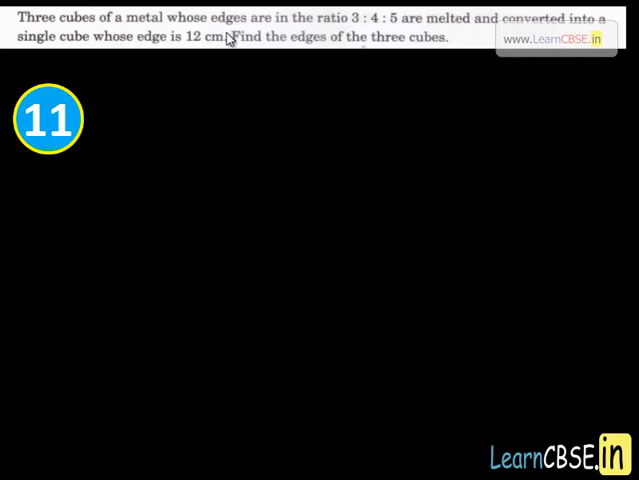In this problem, we are given 3 cubes of a metal whose edges are in the ratio 3:4:5, and they are melted, and all these 3 metal cubes are converted into a single cube whose edge is 12 centimeters, and we are asked to find out the edges of 3 cubes. Let's work out the problem.